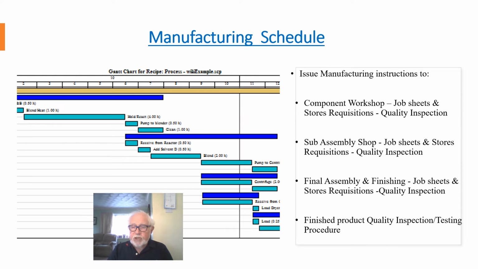The manufacturing schedule will have been prepared using the results of materials and capacity requirements planning. It then becomes the responsibility of production control and manufacturing operations to work together and ensure products are completed on time.